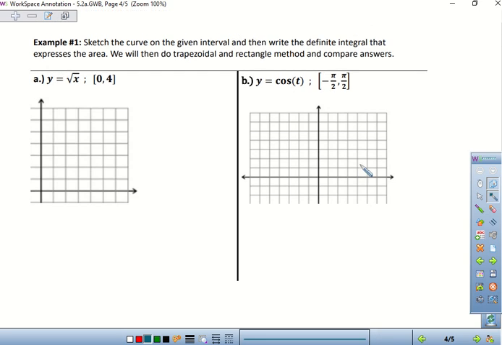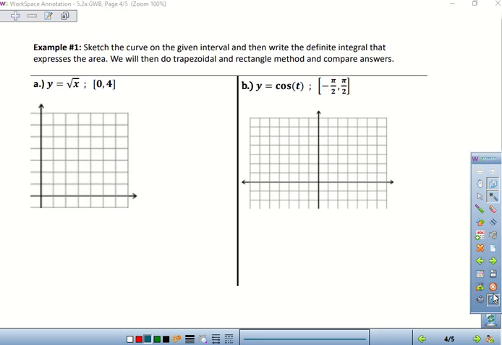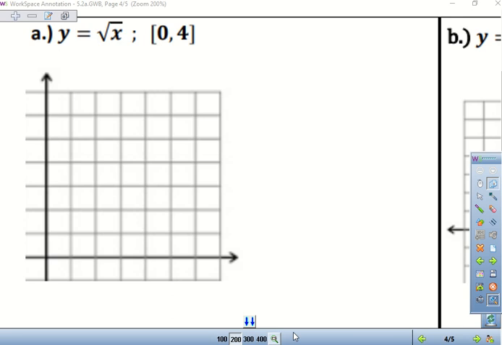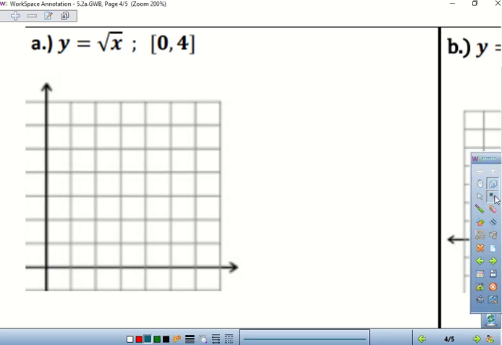So, we're going to sketch the areas. We're going to take the definite integral, and then we're going to compare it to one of the Riemann sums. All right? So step 1, if I want to graph this, you could choose to make a table, right? Plug some values in. What would be an easy number to plug into this function right here? 1. What's the square root of 1?